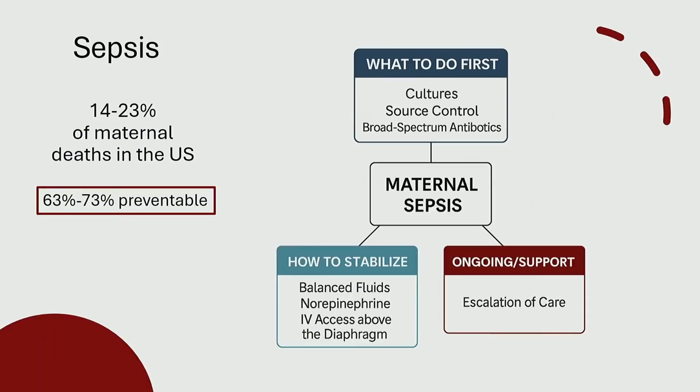Just to go a little bit off topic here, but 20% of maternal mortality in the US is sepsis. This is the highest category of preventable maternal mortality in the US. And when we think about the management, this is getting blood cultures and starting antibiotics, and then getting source control, which usually means evacuating the uterus. And then, of course, fluids and vasopressors.